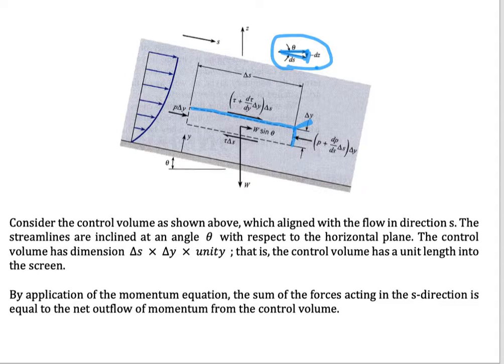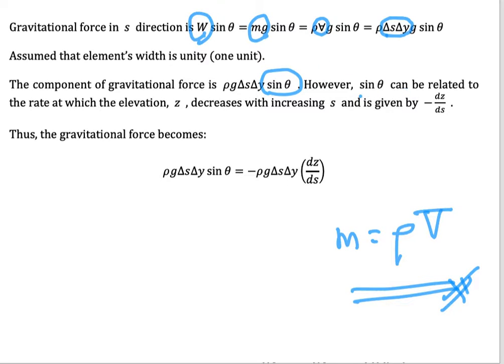So the sine theta from that symbol can be replaced by negative dz over dy. We put a negative sign because the motion is actually going downward, and downward is the negative side of the Cartesian coordinate. So we substitute everything, and we will have this one, the gravitational force.